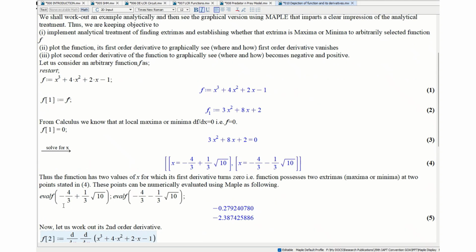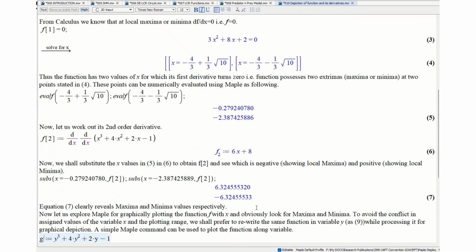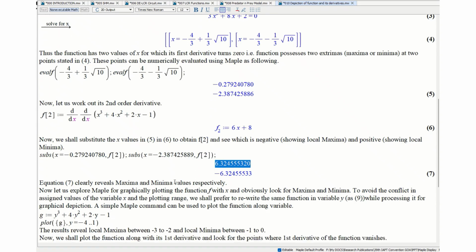Now we can evaluate the values of x where the function becomes 0, I mean where the function has maxima or minima. Then the second order derivative we can find, and at maxima or minima we can evaluate its value. So the point where it has a negative value, the function has a maximum, and a positive value, it has a minimum.